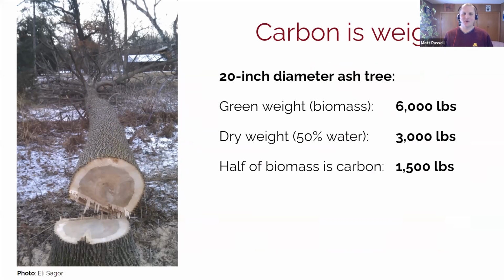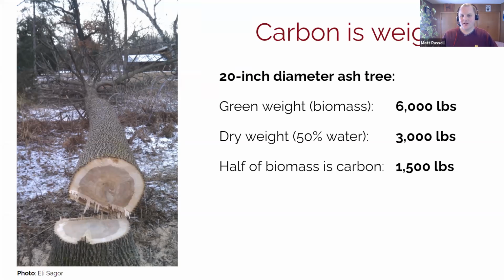And so say it's about a 20-inch diameter ash tree. The thing to remember is that carbon is just weight. If we can figure out the mass of a tree, we can find out how much carbon is in it. The green weight of this 20-inch tree is about 6,000 pounds. So if it were cut down, if we were to weigh this tree on the stump, it'd be about a 6,000 pound tree. Now the dry weight of it, if we were to dry this out, say in a kiln, it'd be about 50% water, so it'd weigh about 3,000 pounds.